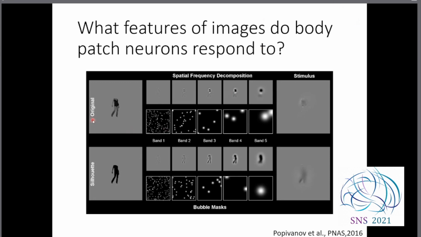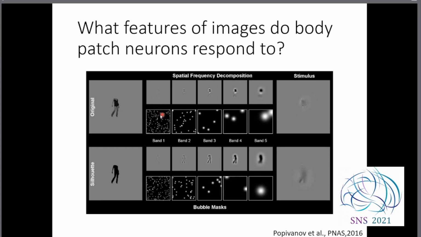So we start from an image to which the neuron responds very well. Let's say it's this image of this lady here without a head. Then we do a spatial frequency decomposition. We filter the image in different spatial frequency bands, from high spatial frequencies to very low spatial frequencies. So this is a very blurred body here. Here you only see, let's say, the contours and the edges of the body.